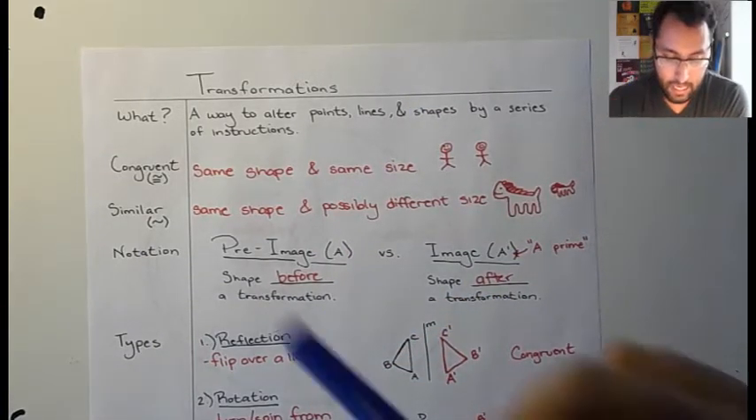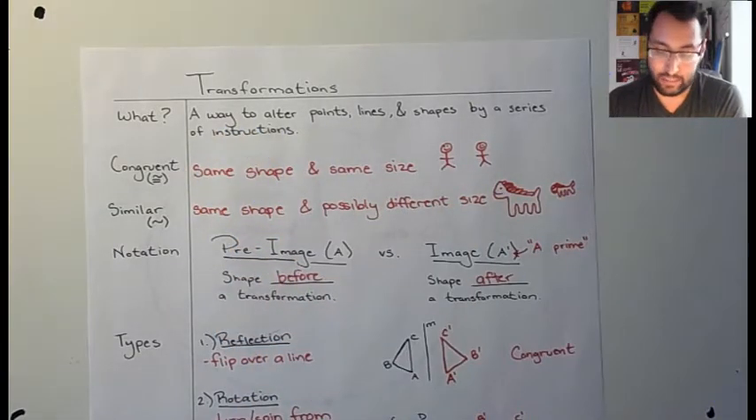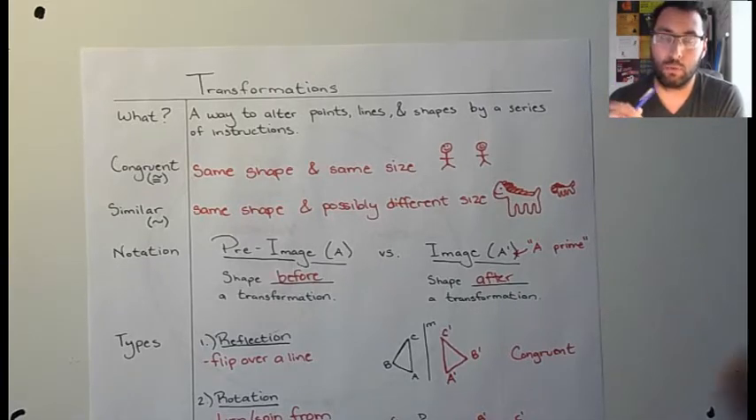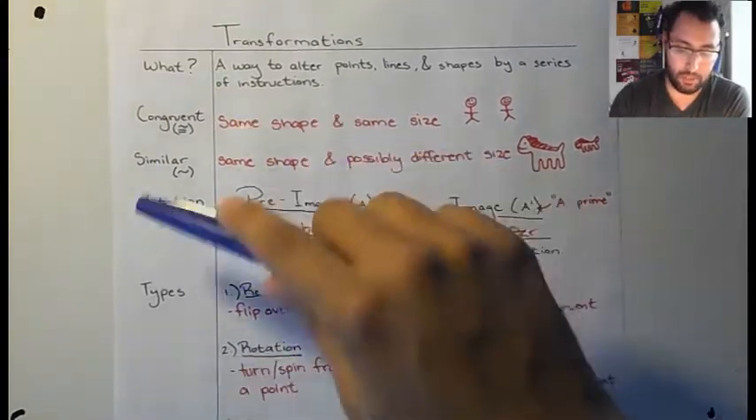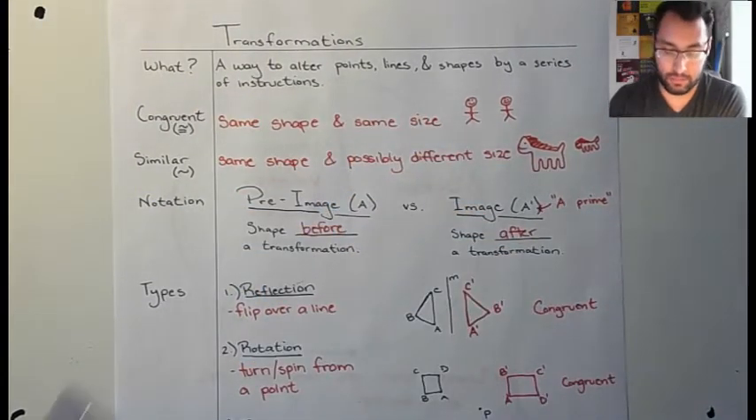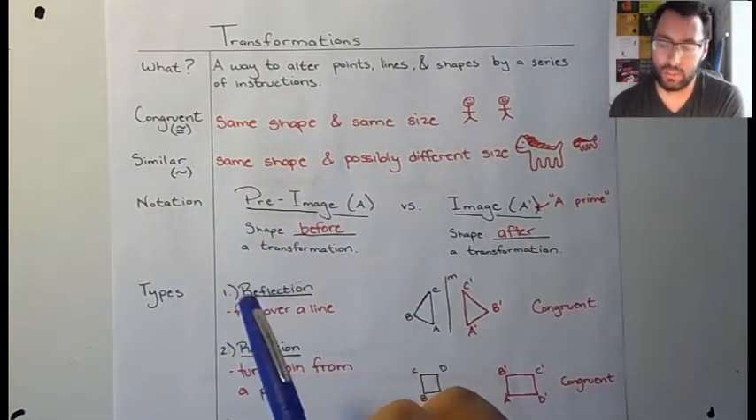So what is a transformation? It is a way to alter points, lines, and shapes by a series of instructions. We'll talk about the main instructions for different shapes that we'll be transforming. But let's talk about two key vocab terms. The first thing is congruence.